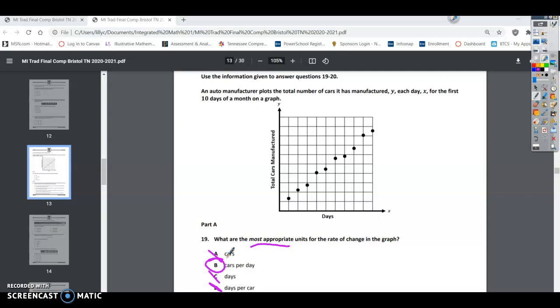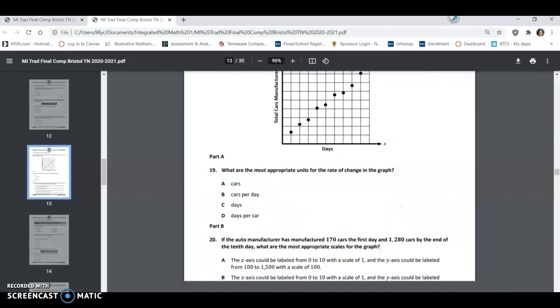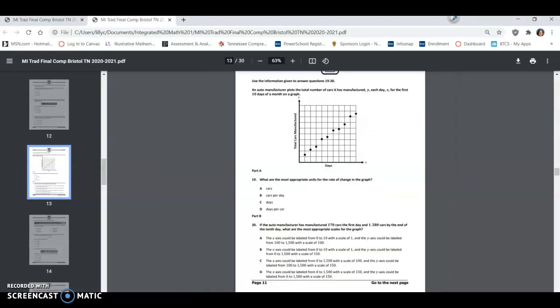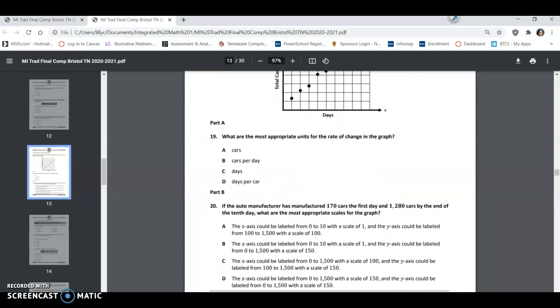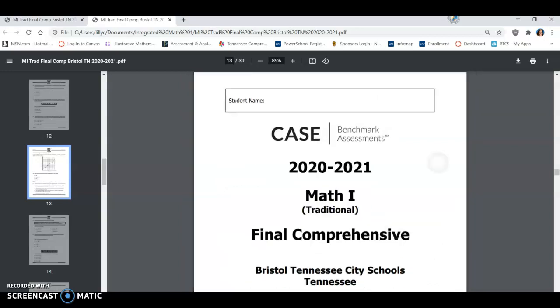All right, since number 20 goes with this, I'm going to go ahead and talk about it as well. So number 19 was B, and let's see if I can get number 20 on here as well. It's going to be kind of small, but it's looking at the same graph here. If the auto manufacturer has manufactured 170 cars the first day and 1,280 cars by the end of the 10th day, what is the most appropriate scale for the graph?